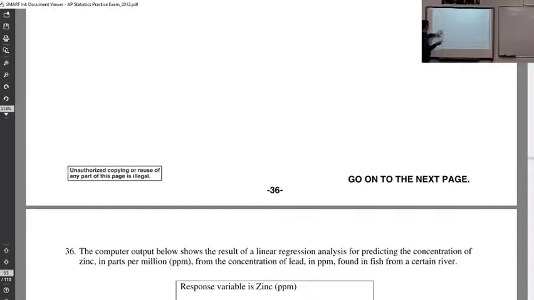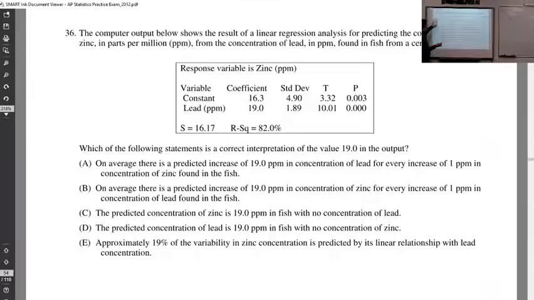36. Correct interpretation of 19.0. 19.0 is right here. This is our slope of the line. That's our slope of the line. So interpretation of slope is that every time x goes up by 1, y is predicted to go up by 19. So in this case, a couple different clues, which one's x and which one's y.